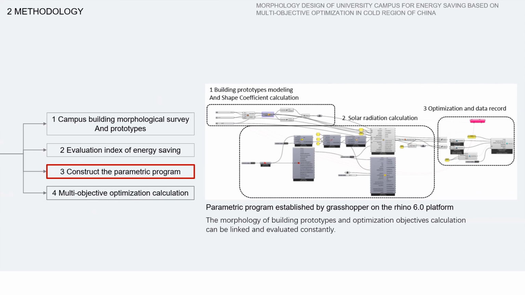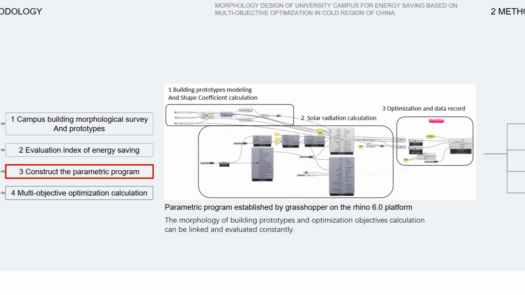The parametric program was constructed to calculate the evaluation index of different prototypes. It was established by Grasshopper on the Rhino 6 platform, so that the morphology of building prototypes and optimization objectives calculation can be linked and evaluated constantly.